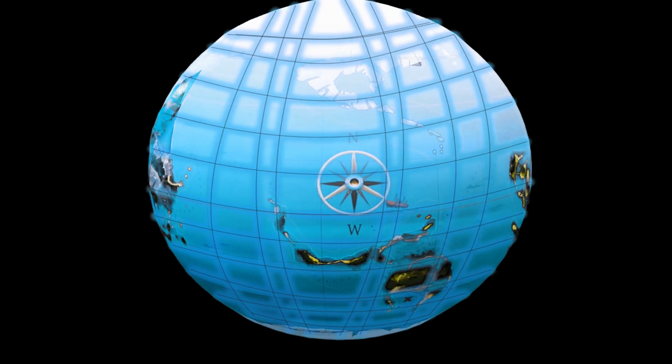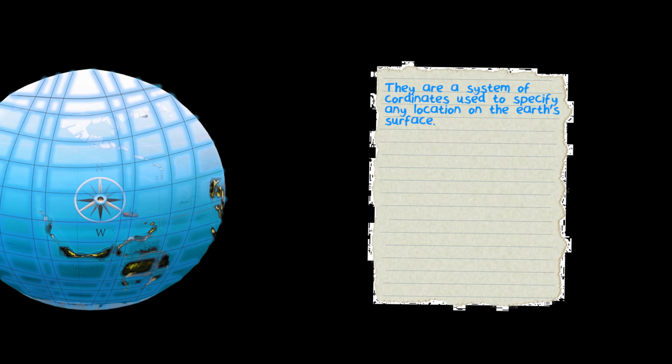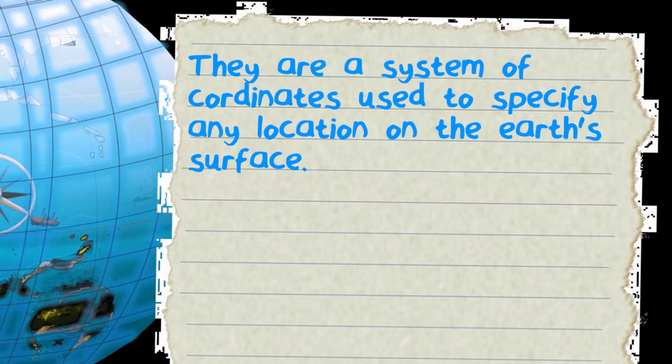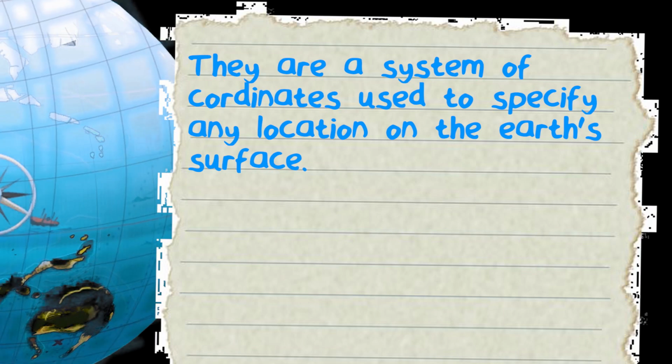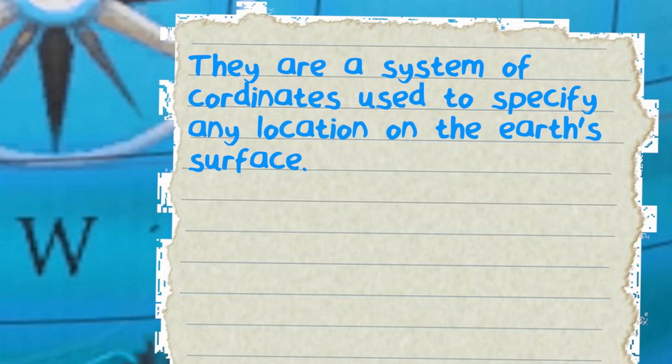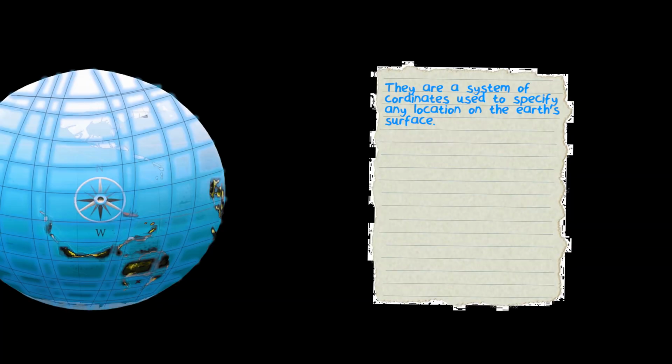Now, if you can define them, you can say that these longitudes and latitudes are simply a system of coordinates that are used to specify any location on the Earth's surface, and they can help us find a way around the globe. And together, as we've seen, they form a grid that covers the entire globe. This is what these longitudes and latitudes are.